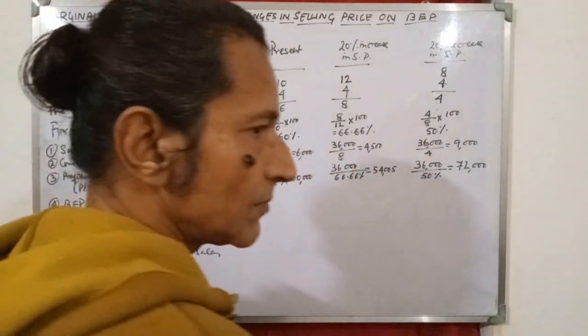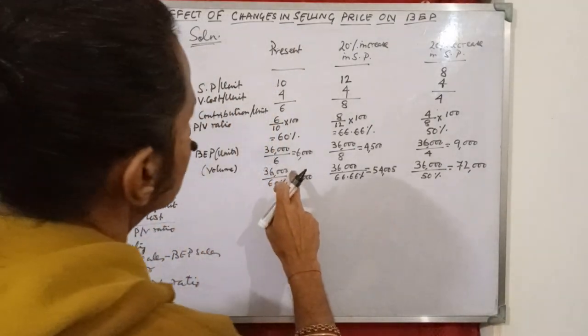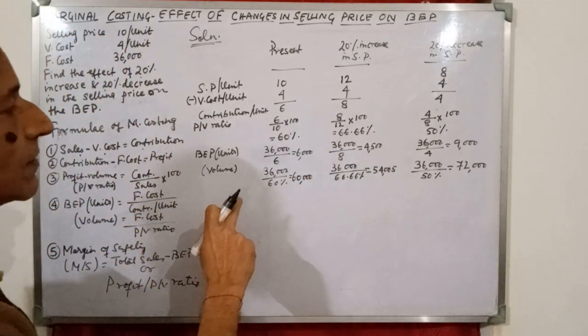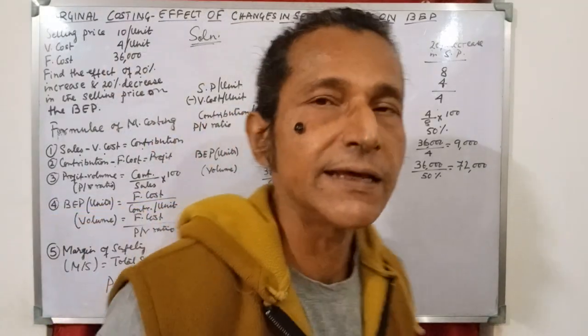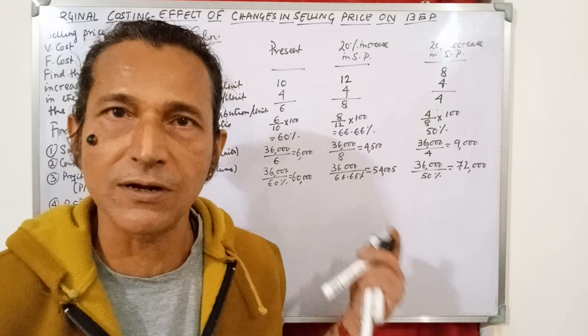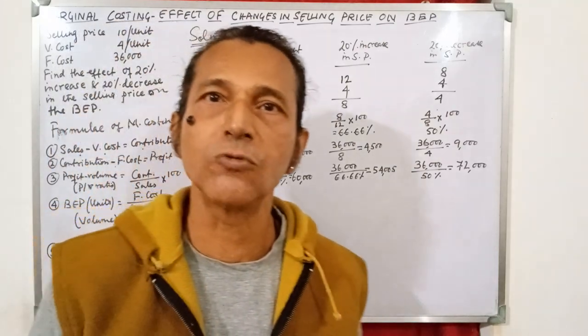So when the selling price is 10, BEP in units is 6,000 and BEP in sales volume is 60,000. You can take any currency you feel like. I have not mentioned any particular currency. You can take dollar, rupee, pound, yen, whatever you feel like.